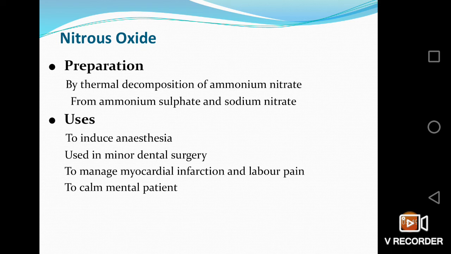Nitrous oxide is used to induce anesthesia. It is used as a mild anesthetic. It is also used in minor dental surgeries. It is used to manage myocardial infarction and labor pain. And it is also used to calm mental patients.